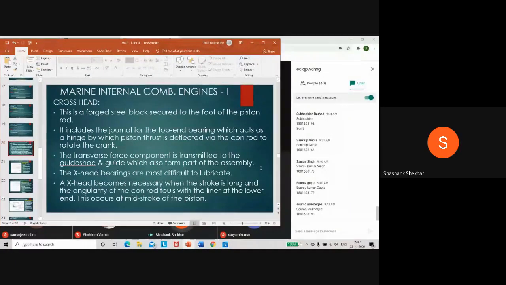Can you please explain again why, in the expansion stroke, the power stroke, it is difficult to lubricate the gudgeon pin?